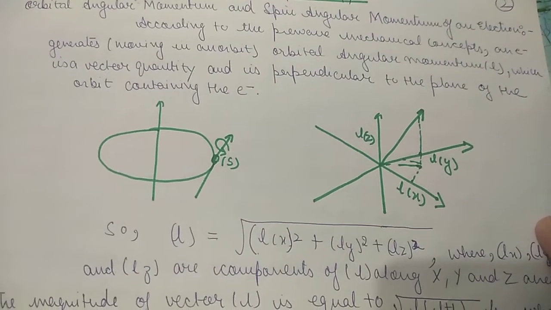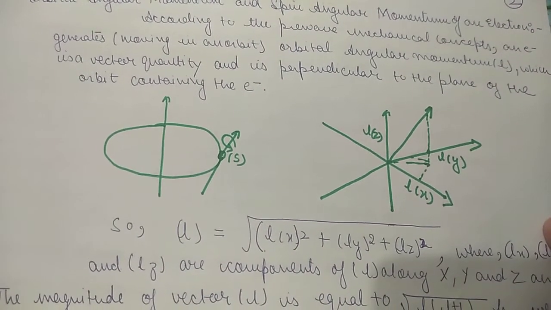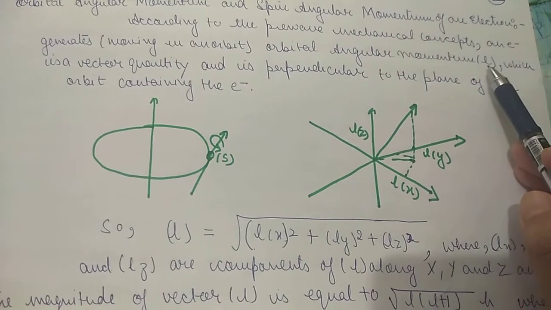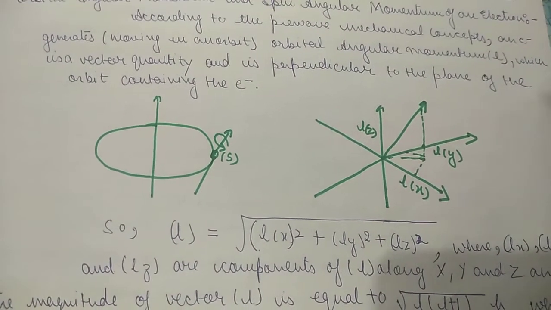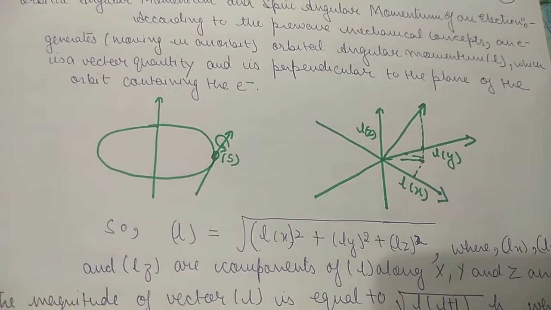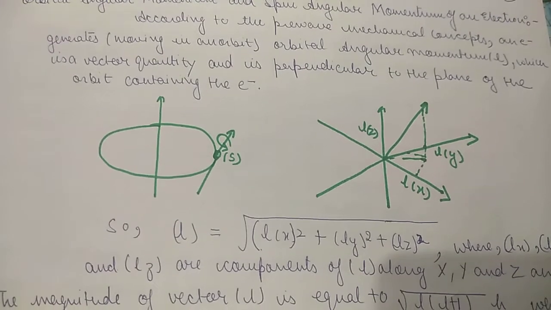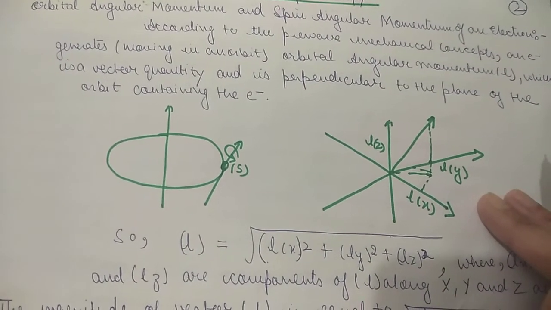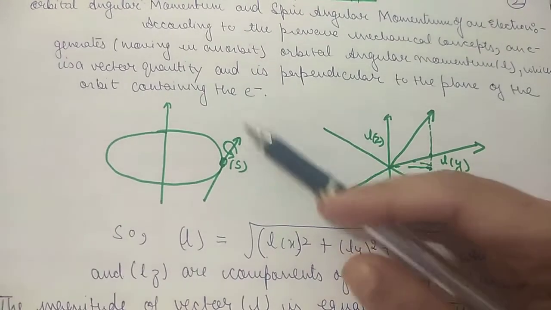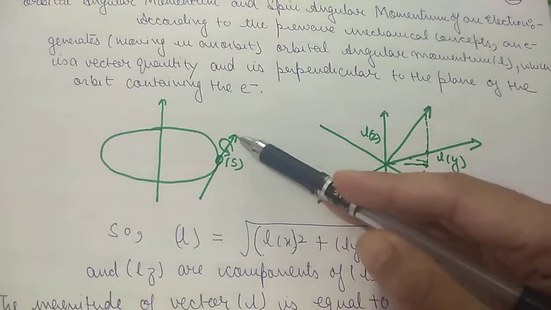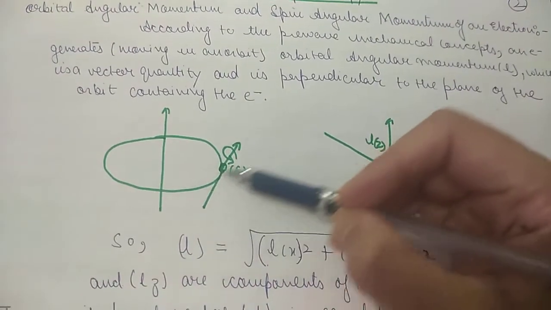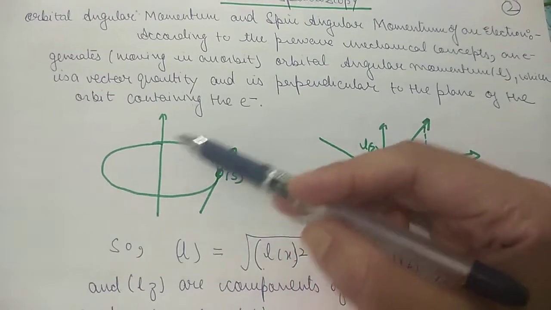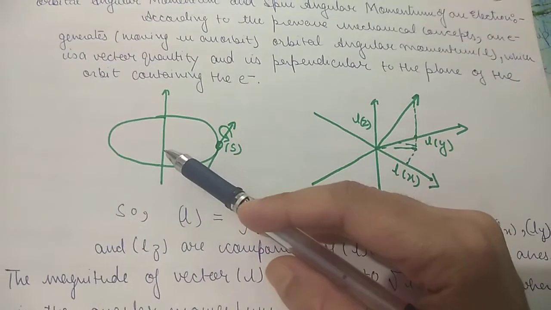So according to pre-wave mechanical concept, and this is a very important line, an electron generates orbital angular momentum. Orbital angular momentum is denoted by L. It arises by virtue of movement of electron in an orbit, due to its movement around the nucleus. It is a vector quantity and is perpendicular to the plane of orbit containing the electron. You can see here it is moving around, and this angular momentum is perpendicular to the plane of orbit containing the electron. That is clear from here.